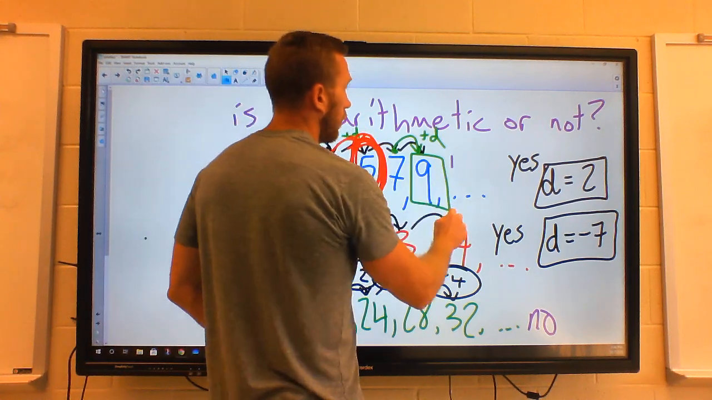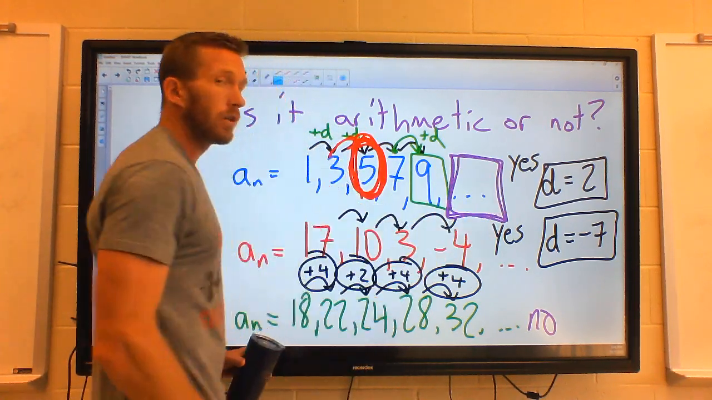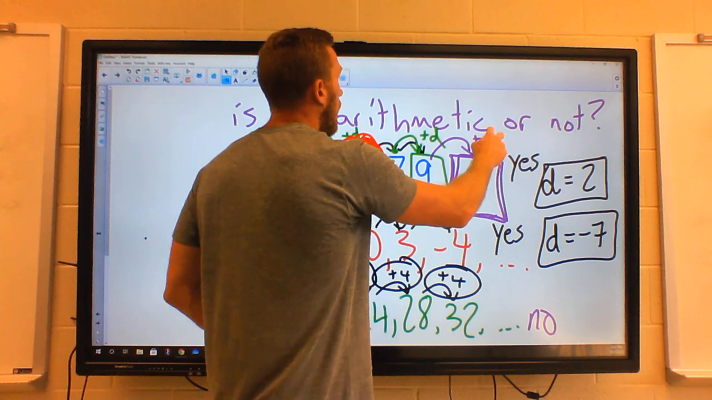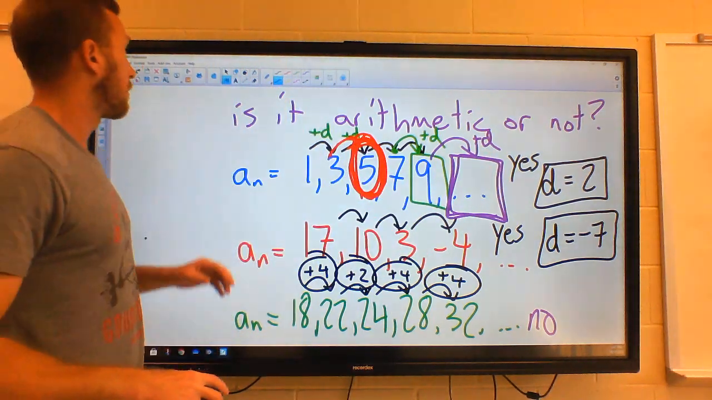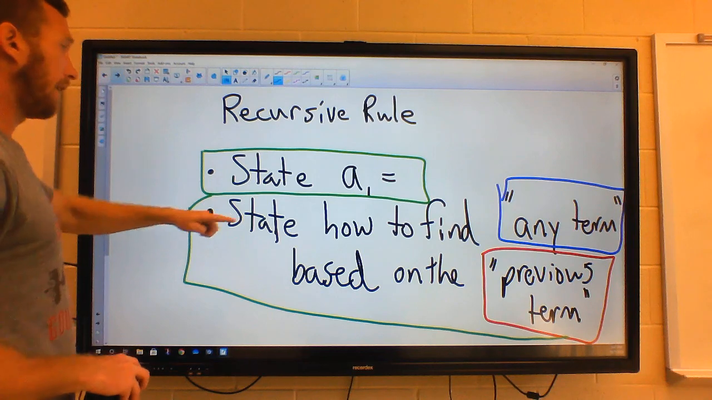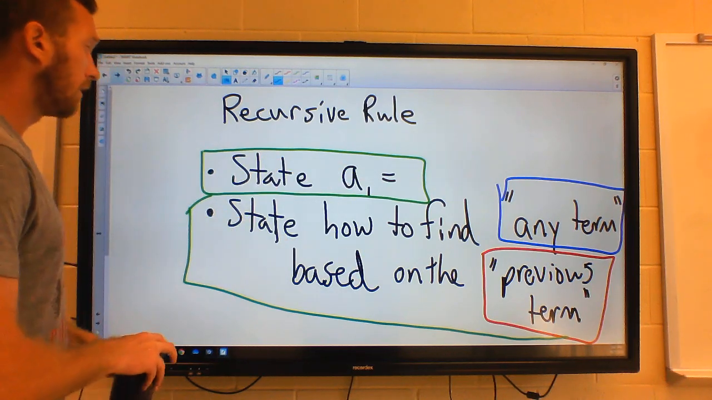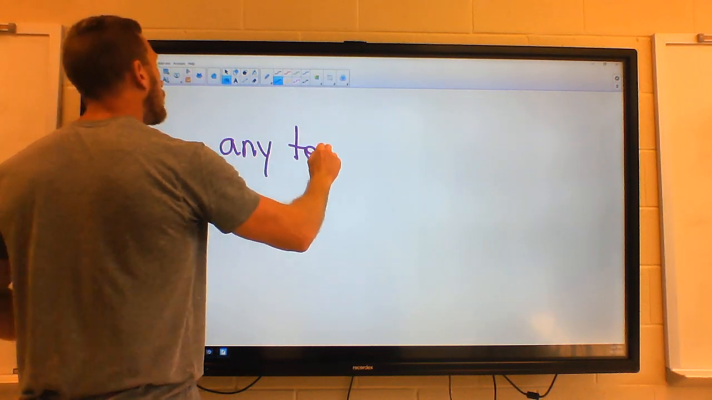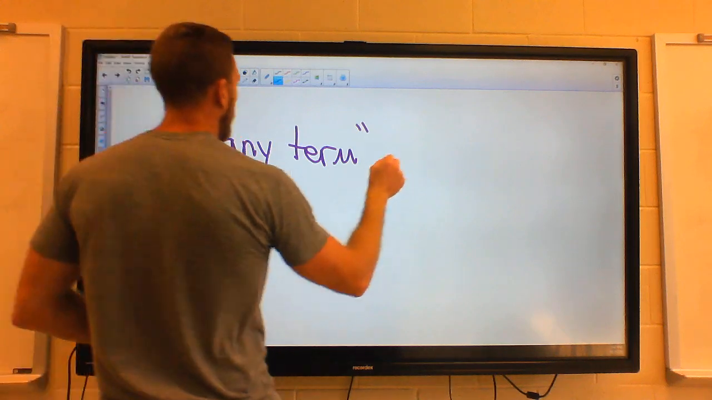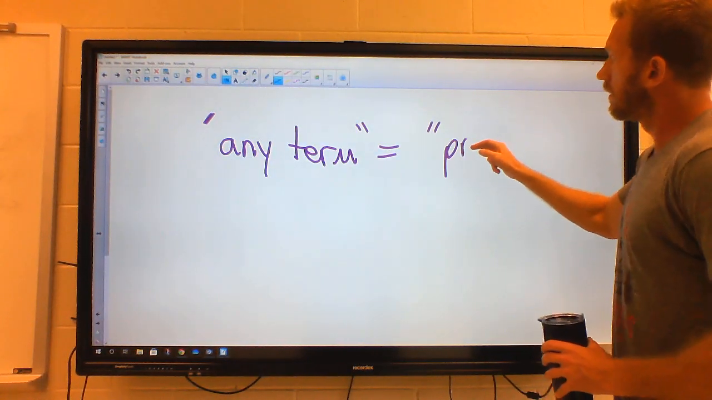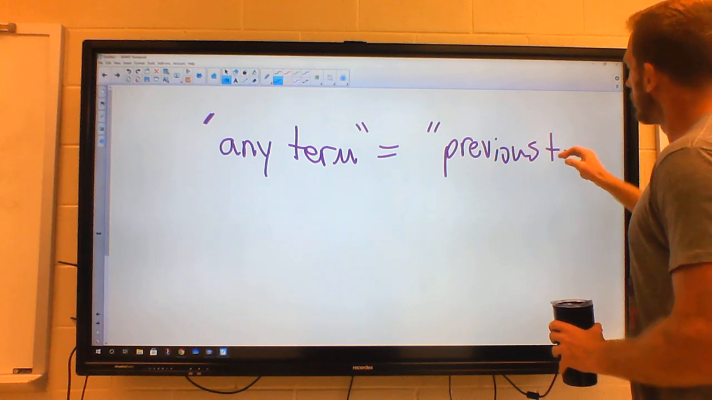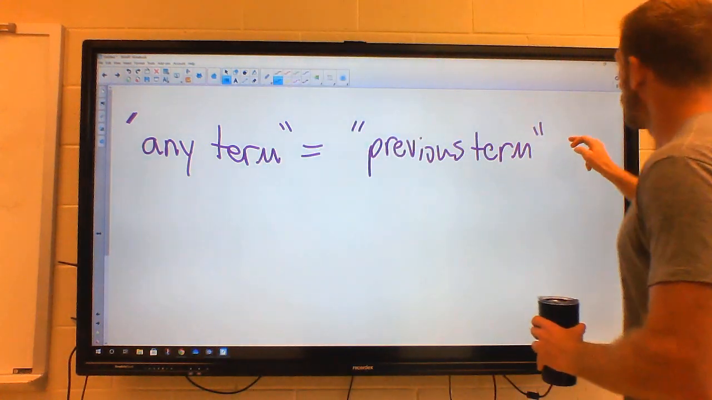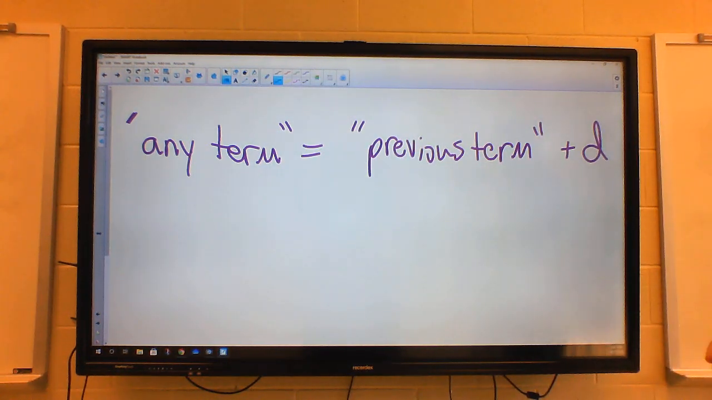That is super useful because if I want to find this term right here that I don't know, I go to the previous term, which I do know, and I add the common difference. This is pretty baller. So if I want to find any term based on the previous term, I'm really saying for any term, it's going to equal the previous term. Hold on, got to give myself a little bit more space. Any term equals the previous term plus the common difference. You guys agree with that?